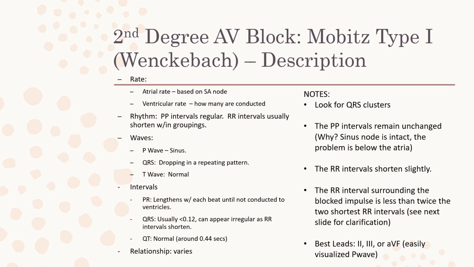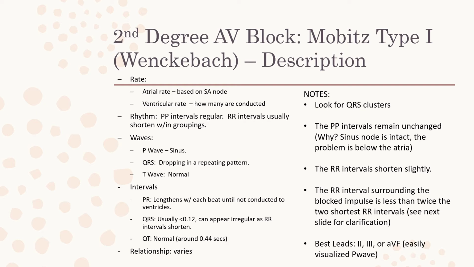You have a sinus P wave. Your QRSs, you get dropped in a repeating pattern. Your T wave is normal. Your intervals, your PR lengthens with each beat until it's not conducted to the ventricles. The QRSs are usually 0.12, and they can appear irregular because the R to R intervals shorten, and your QT is normal. The relationship varies.